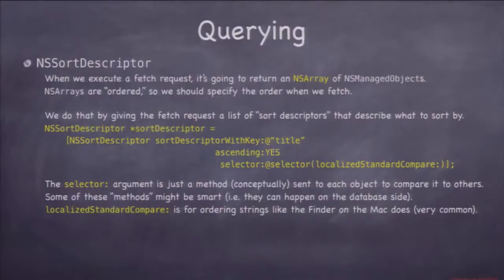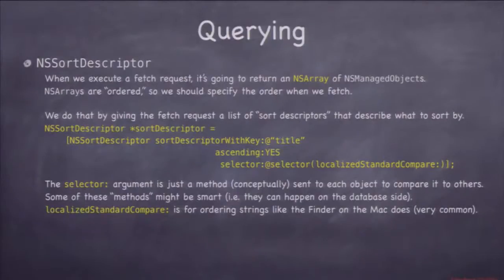There are other selectors that are sensible if it was a string type property, like localizedCaseInsensitiveCompare, which sounds the same, case insensitive sorting, but the diacritics are handled differently in that case. So that's why you'd want to use standard compare. So you can look up in NSSortDescriptor to see what kind of methods are built in.